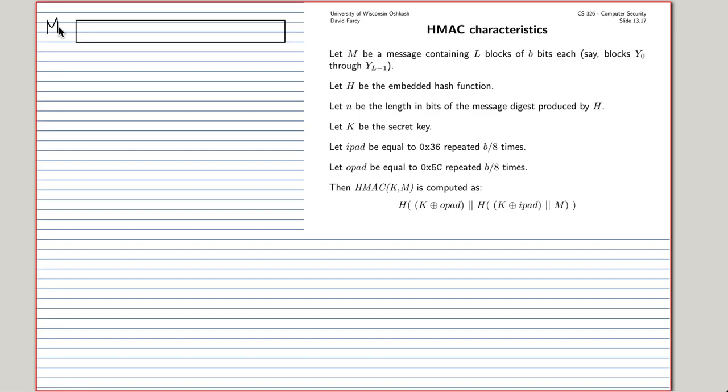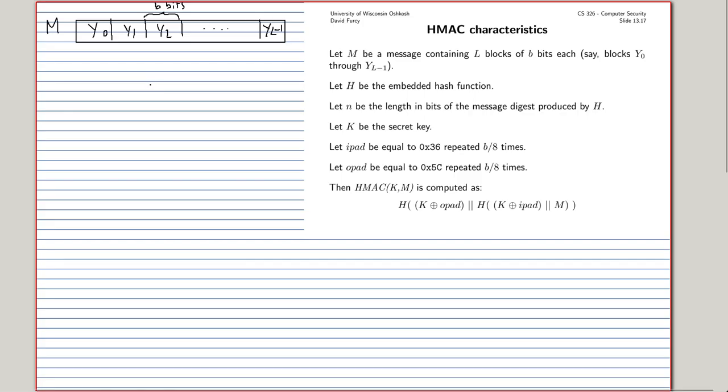HMAC is going to use a block-based hash function, so we're going to break up the message M into blocks. Let's call those Y0, Y1, dot dot dot all the way to YL minus 1. So we have L blocks. Each block is exactly of length B in bits. So we have a B bit block.